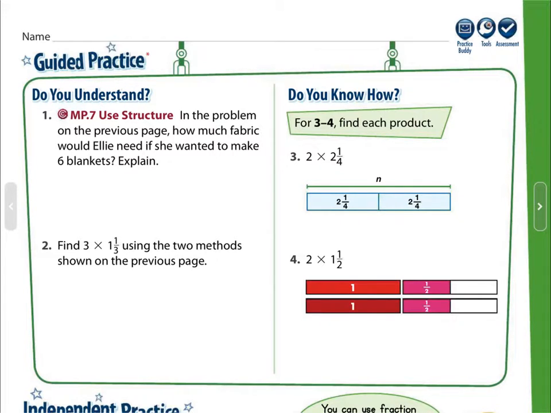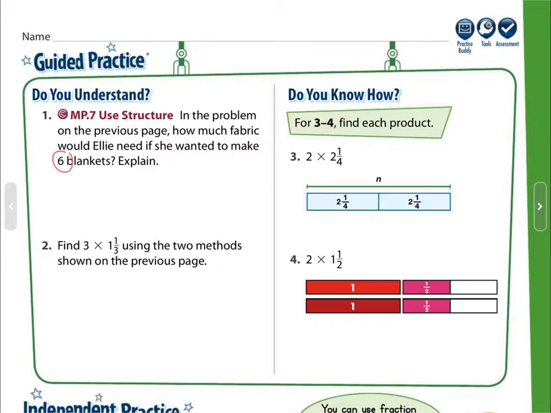Oh, excuse me, this is back to the animation on the other page, so it's Ellie and her blankets. So we're going to have to look back at that in your book, and I'll give you the value and the equation. So in the problem on the previous page, how much fabric would Ellie need if she wanted to make 6 blankets? And we're going to explain by showing an equation.